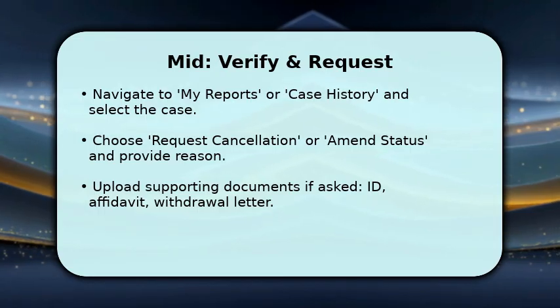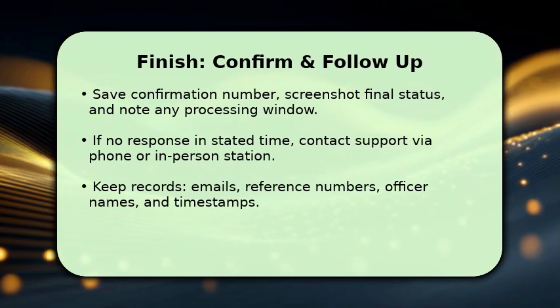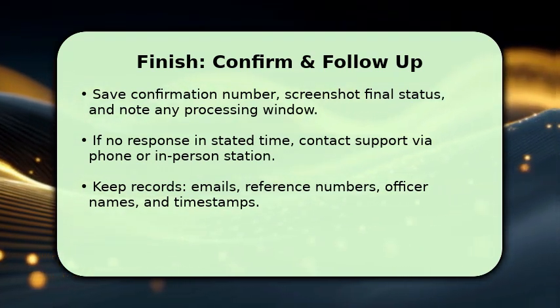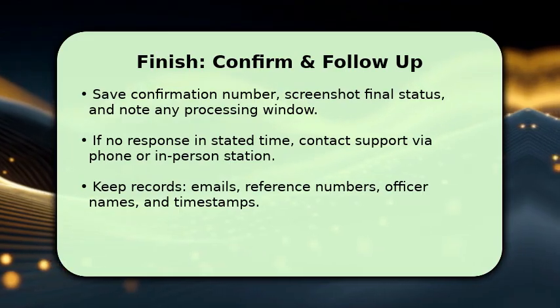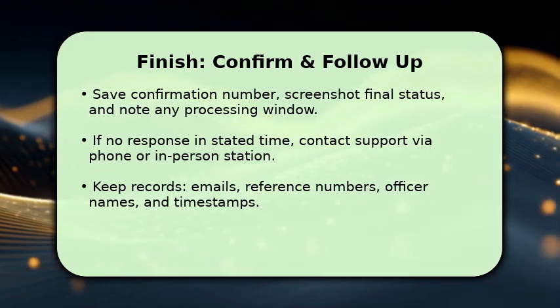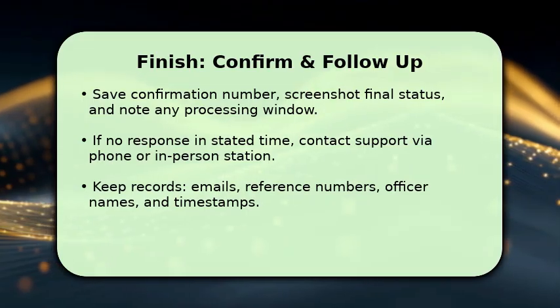You finish by confirming the cancellation submission and saving the confirmation number and any on-screen receipt. This proves you initiated the request. Expect an emailed or portal update within the stated processing window, and if you don't get it, contact the help desk or the reporting agency directly. Use phone or visit in person for urgency.